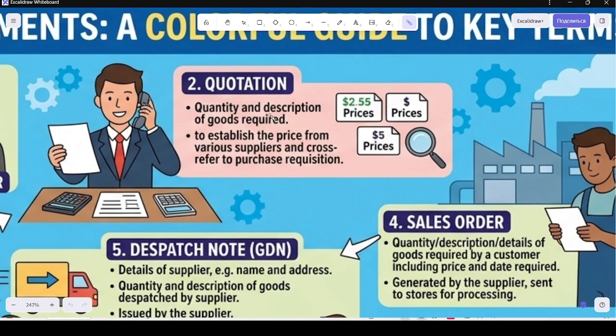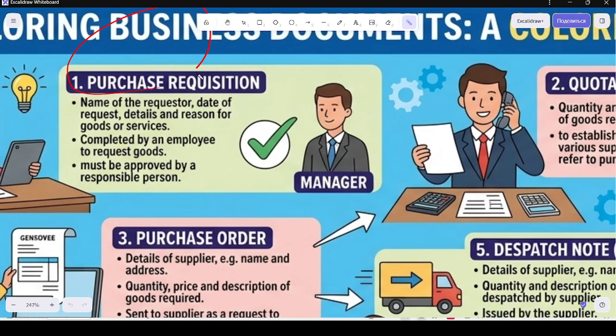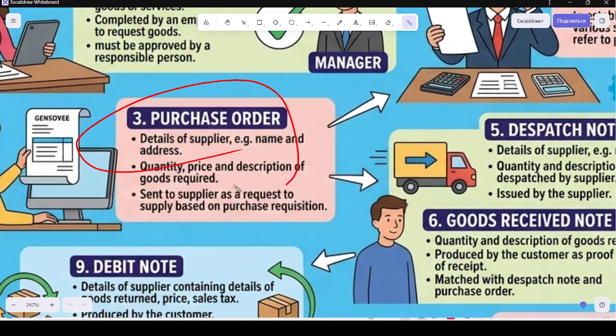I think that quotation is the quantity and description of the goods required, or to establish price. Actually, quotation is the information about the goods that the supplier has in its inventories. After that, purchase requisition. Purchase requisition is completed by an employee of the customer, and this is the information about the goods required. A purchase order is sent to the supplier by the customer as an order for the purchase.